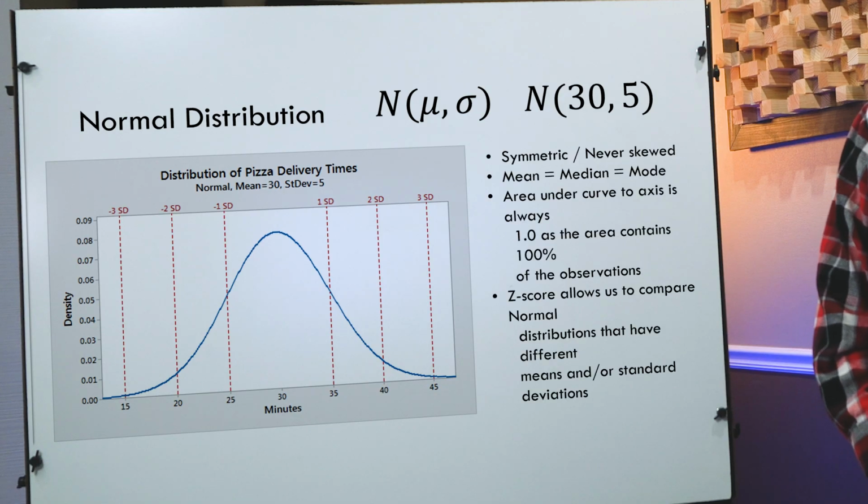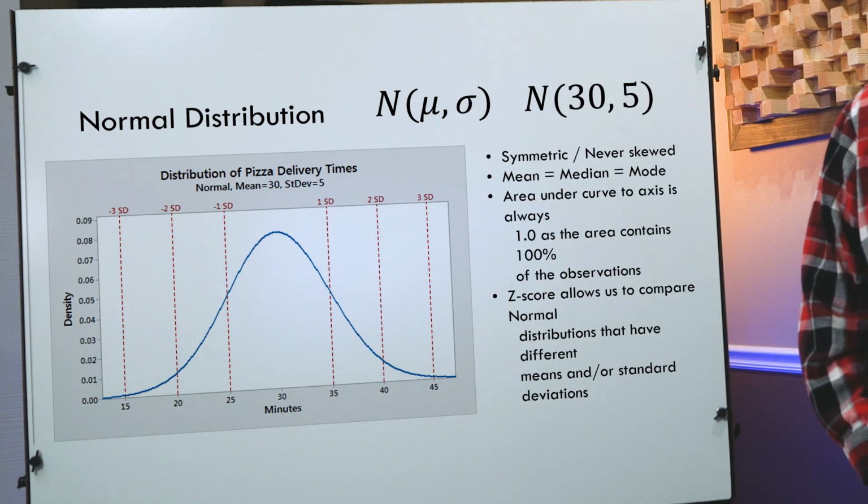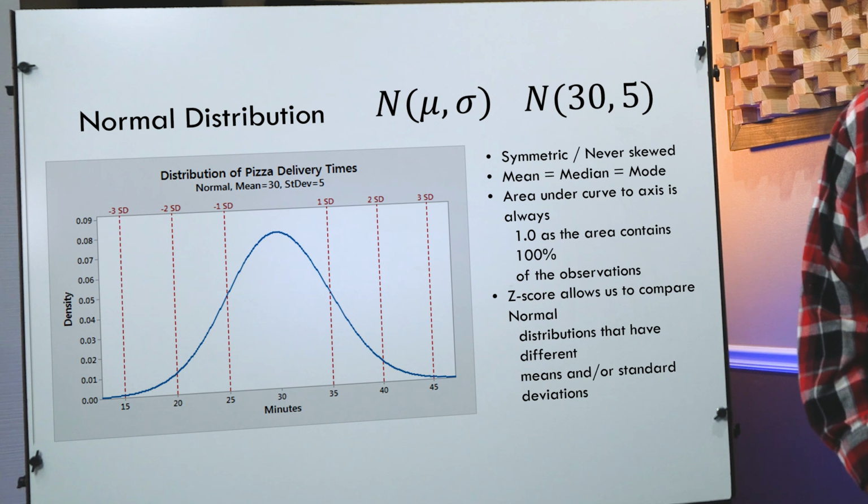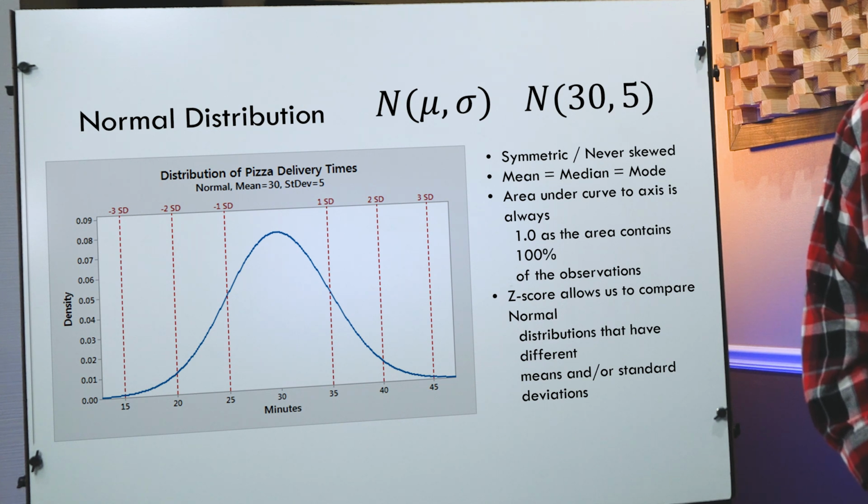Here are some facts that I think you should know about normal distributions. They are symmetric, never skewed. The mean, median, and mode are all equal. The area under the curve represents 100% of the observations. You'll understand why this is super important a bit later. We can use a z-score transformation that will allow us to compare normal distributions that have different means and standard deviations. Hopefully this fact will become clearer in the near future as well.